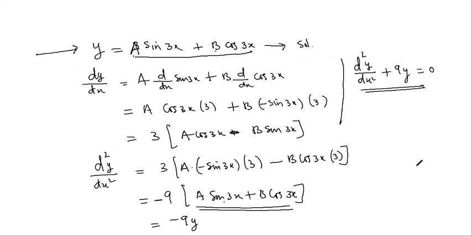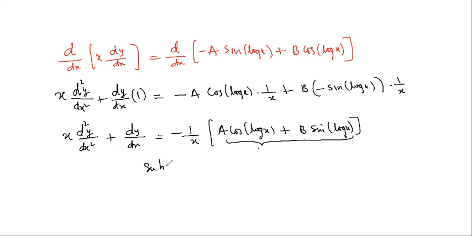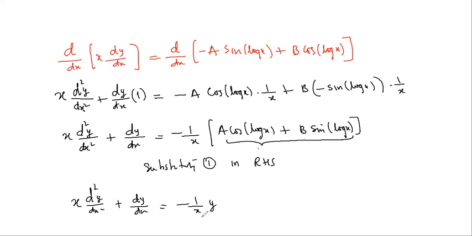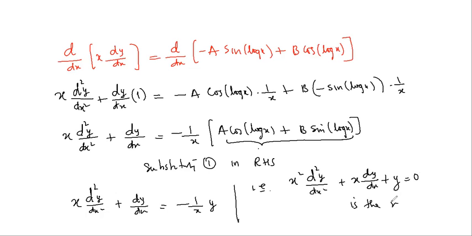Now substituting 1 in RHS. What does this become? x into d2y by dx2 plus dy by dx equal to minus 1 by x into y. We don't have the habit of keeping anything in denominator, so cross multiply. That is x square d2y by dx2 plus x dy by dx plus y equal to 0, is the required differential equation.